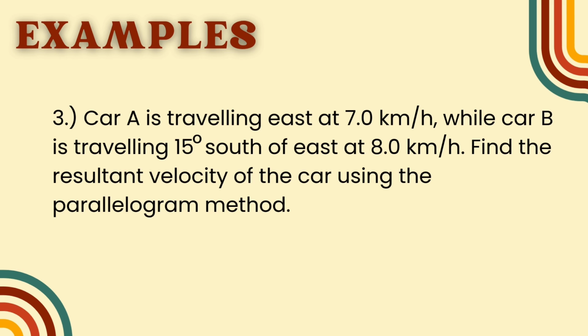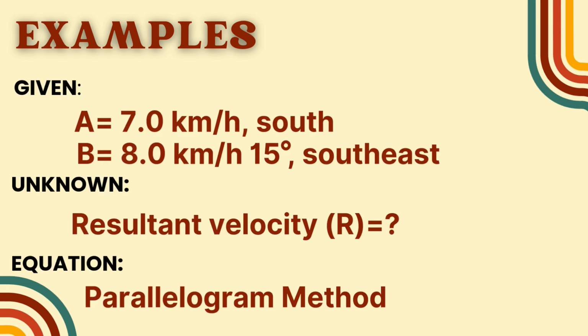Our third example, car A is traveling east at 7.0 km per hour, while car B is traveling 15 degrees south of east at 8.0 km per hour. Find the resultant velocity of the car using the parallelogram method. For our given, A is equal to 7.0 km per hour south, and our B is equal to 8.0 km per hour 15 degrees southeast.